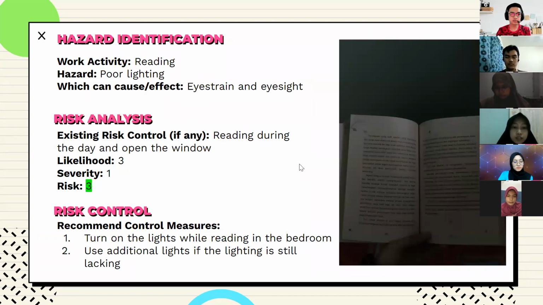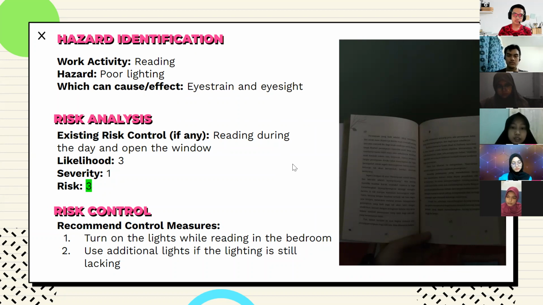The second activity is reading. We often read in our bedroom too. In some cases, poor lighting can be the hazard, an ergonomic hazard that can cause strain in eyesight. Existing risk control is reading during the day and opening the window. The risk is 3, which is low level. The recommended control measures are to turn on the lights while reading in the bedroom and use additional lights if the lighting is still lacking.